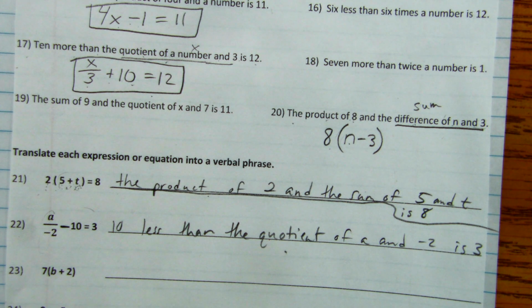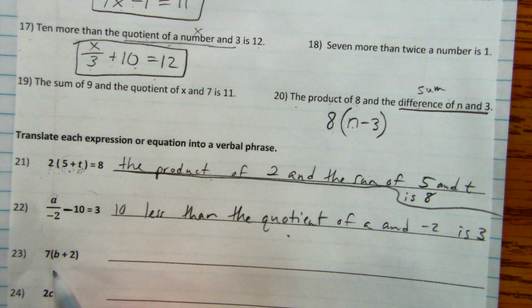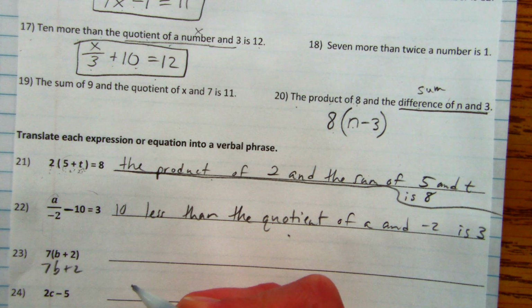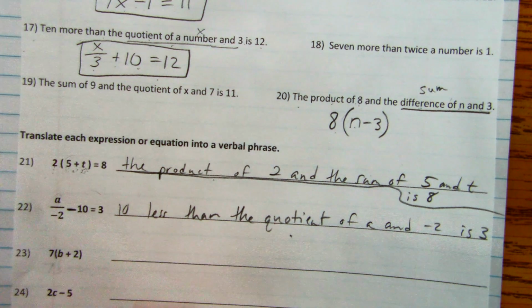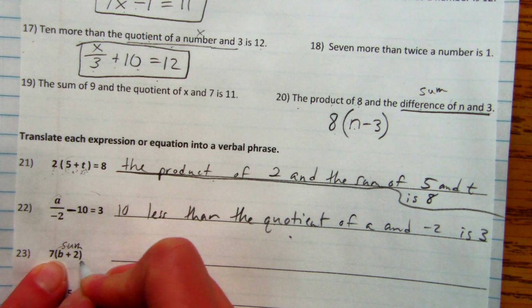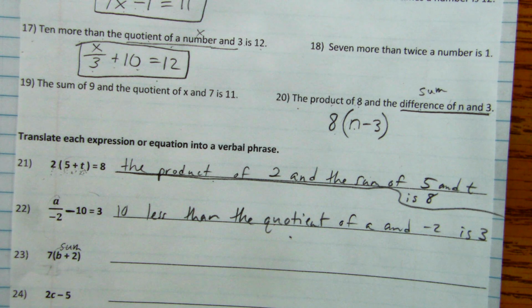So hopefully that's clear. So when I get down to number 23, I can't just say 7 times b plus 2, because then people are going to think that's 7b plus 2. We have to use a word that signifies that I'm taking 7 times this whole thing. Well, this whole thing is a sum. You could use other words. You could say 7 times the total of b and 2, but I feel like that's even more awkward.